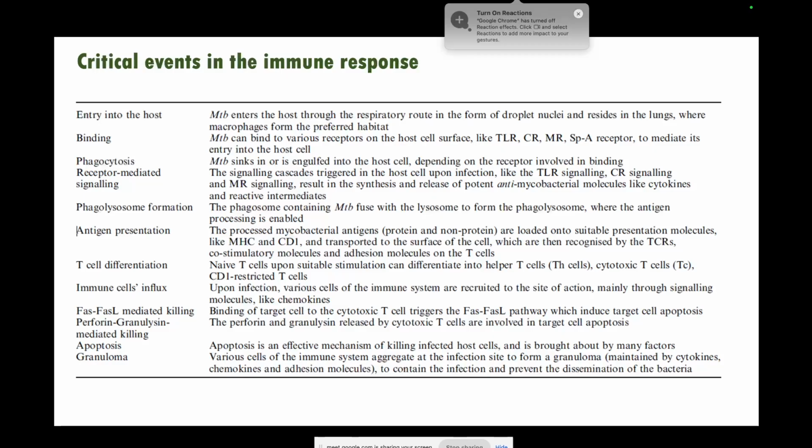And then apoptosis occurs. After that, various cells of the immune system aggregate at the infection site to form a granuloma to contain the infection and prevent the dissemination of bacteria. So this is the whole idea, the whole procedure. You start off with the entry, then you go through all these different procedures, and then ultimately the bacteria is killed off, right?